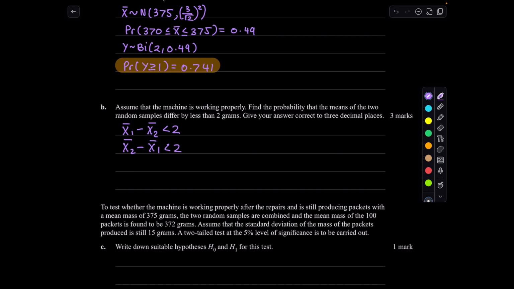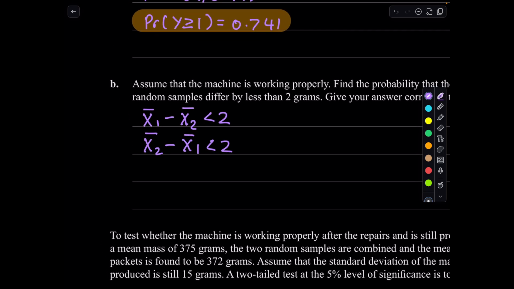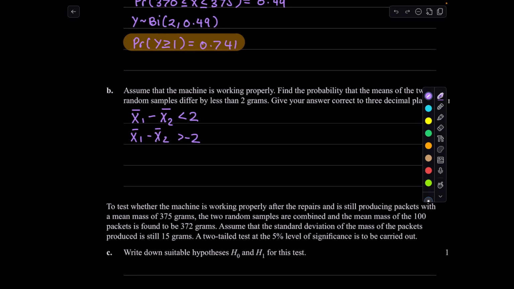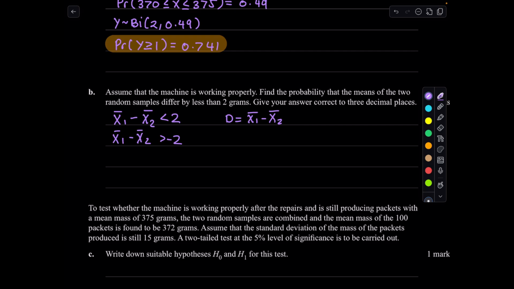So we need to simplify this a little bit. Think of it like this: if I take a negative out here, doesn't it just become x1 minus x2? And if I divide both sides by the negative, remember, the inequality changes, and this becomes -2 there. See how it changes? And now these are basically the same. Can you see how now these are the same? So let's call D the difference. D is basically just x1 minus x2, the difference between the random samples.